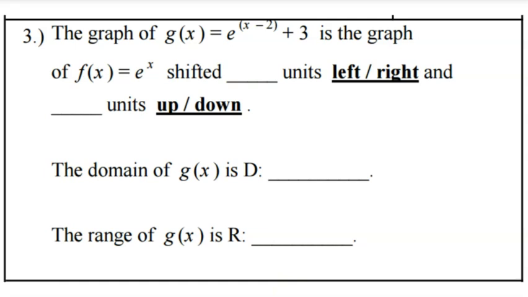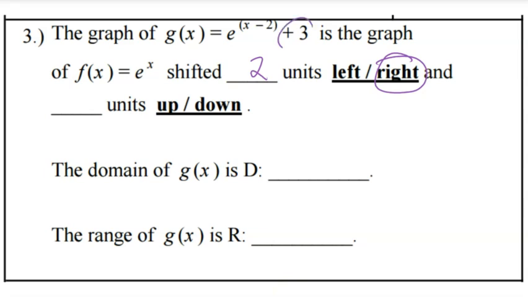Well, let's remember that the left and right shift always goes with the x, and so this says x minus 2, and so we know that a minus 2 on an x means a rightward shift. It's the opposite of what you would think. You would think it to be left because it's negative, but remember, it's the opposite. So x minus 2 indicates a rightward shift by 2 units. If it said x plus 2, then it would be a leftward shift, but it says x minus 2.